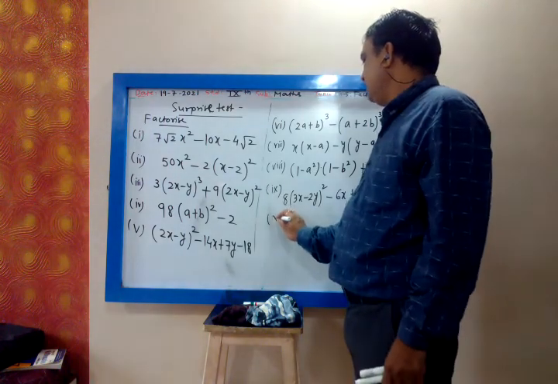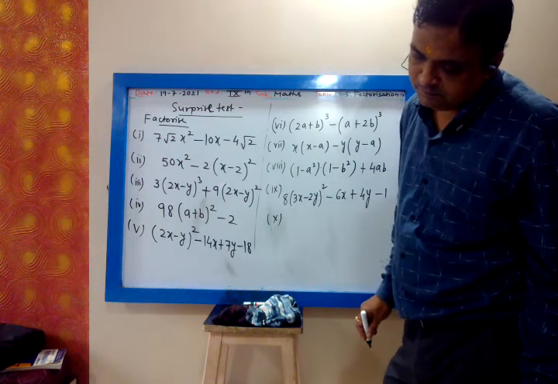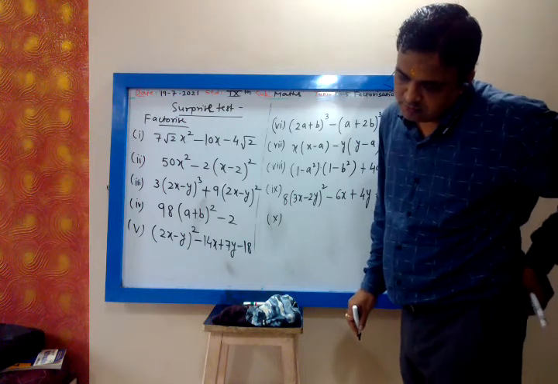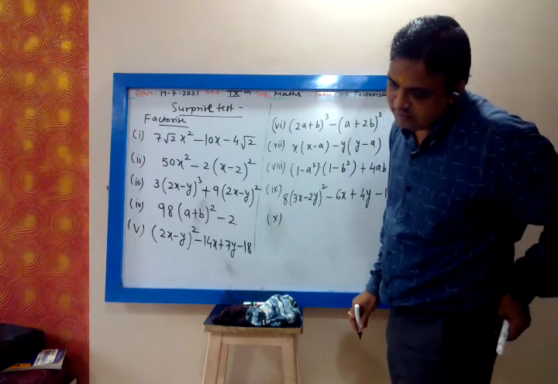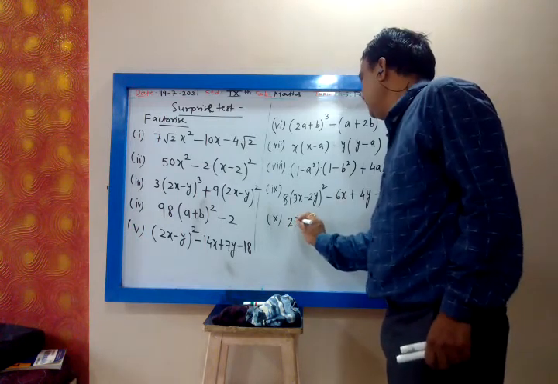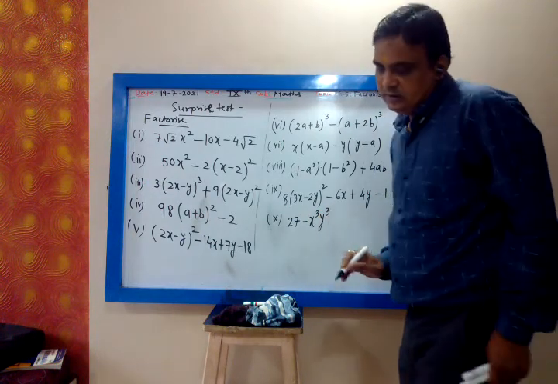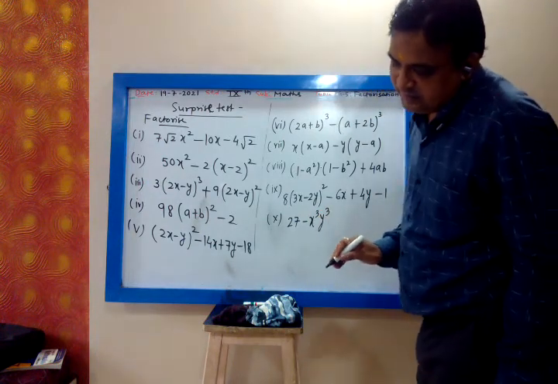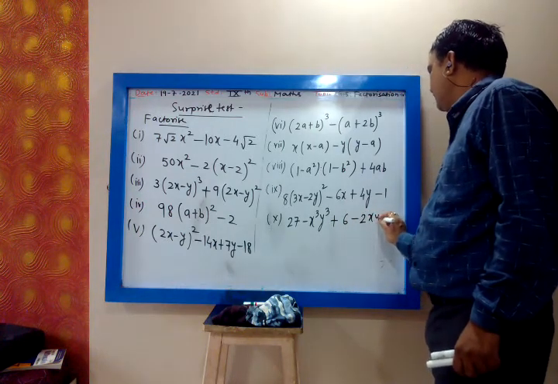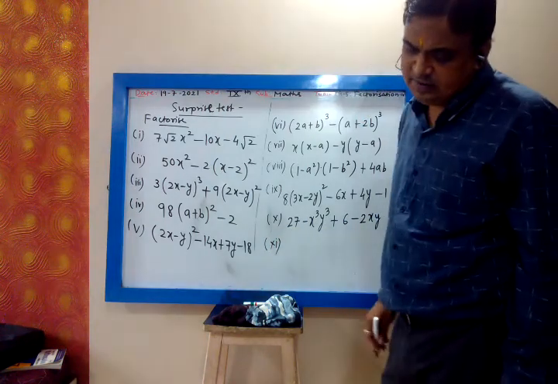Then 10th, 27 minus x cube y cube plus 6 minus 2xy. Then 11th, solve this as many as you can.